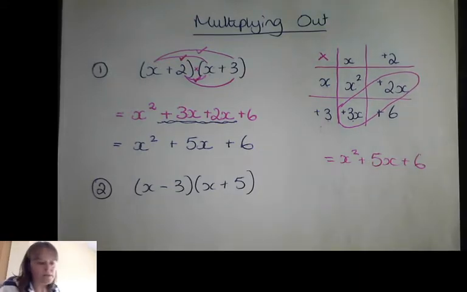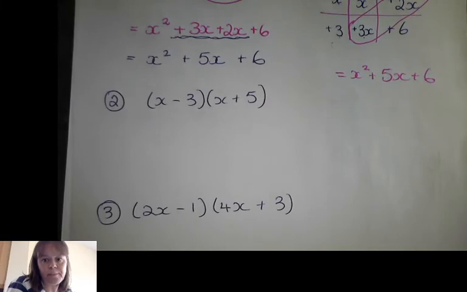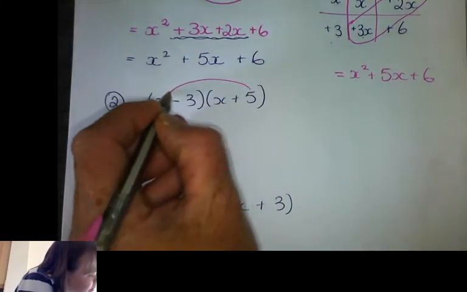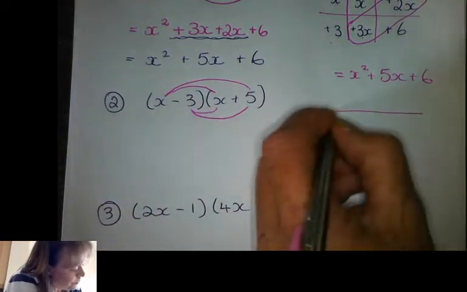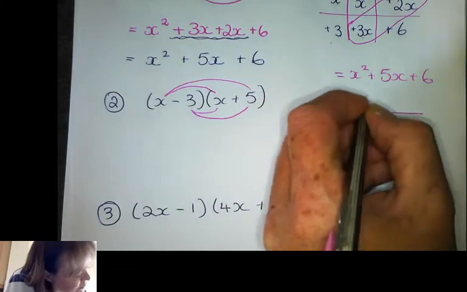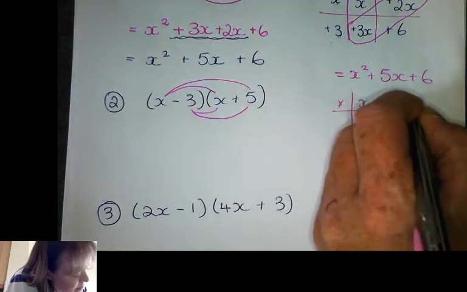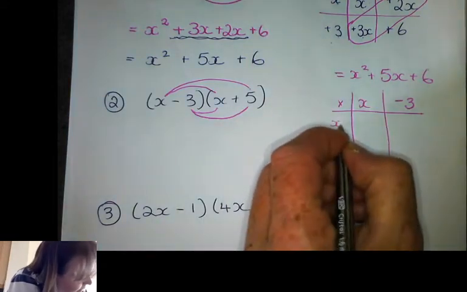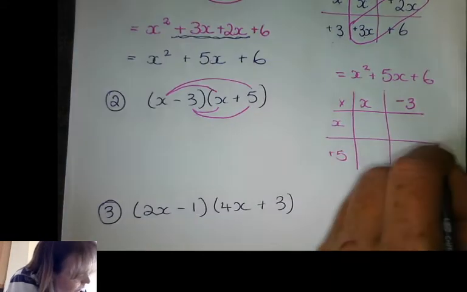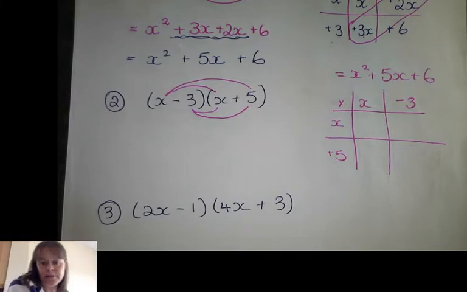Okay, so let's do another one a little bit harder because it's got a minus sign in it. So again, either I'm going to do the lobster claw, big claw on the top, little claw on the bottom, or I'm going to draw a multiplication grid with x, and this time it's take away 3, so I'm going to write it like -3 and x and +5. Let's do the grid first this time.